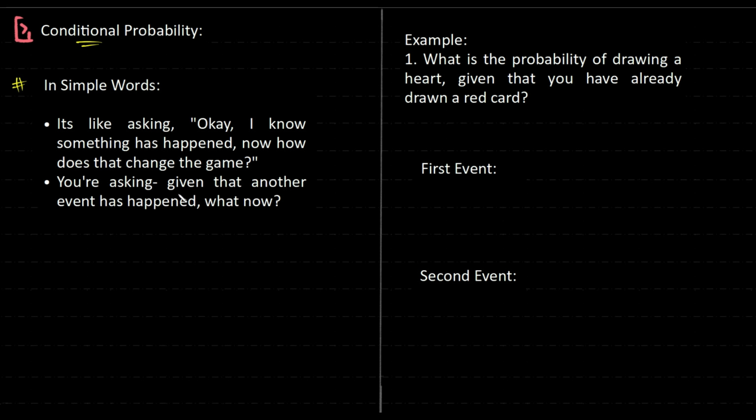We're starting off the chapter with conditional probability. The word condition means what? There's a certain condition. Post that, what is the probability? That's the question. So in simple words, it's like asking, okay, I know something has happened. How does that change the game? How does that change the outcome? Let me give an example.